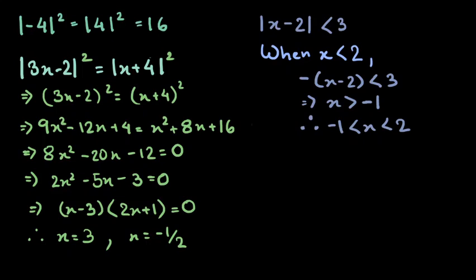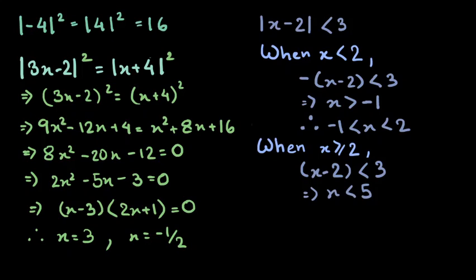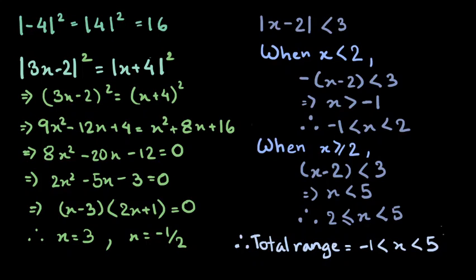Now we consider the second case of x is greater than or equal to 2. What happens now is the expression is positive. So we have x minus 2 less than 3. Calculating this, we have x is less than 5, giving us a total range of x is greater than or equal to 2 and less than 5. Now we consider both of these total ranges and calculate the actual total range of x is greater than -1 and less than 5.